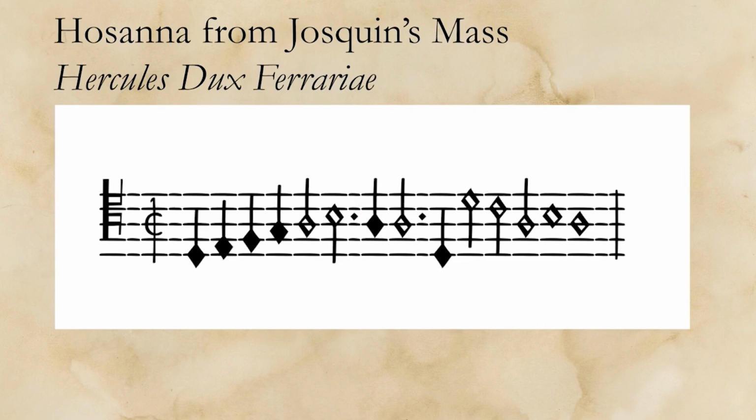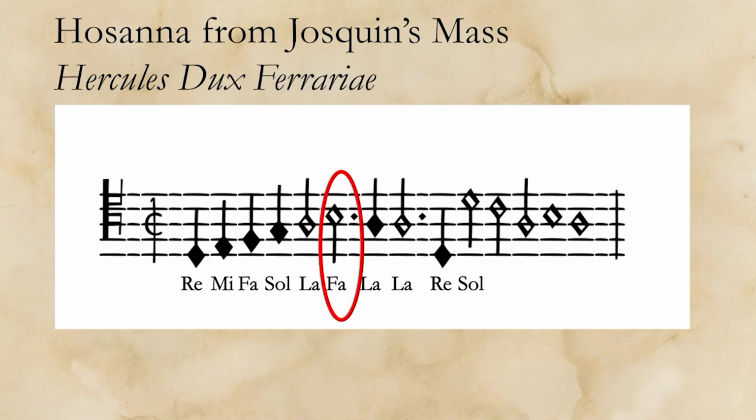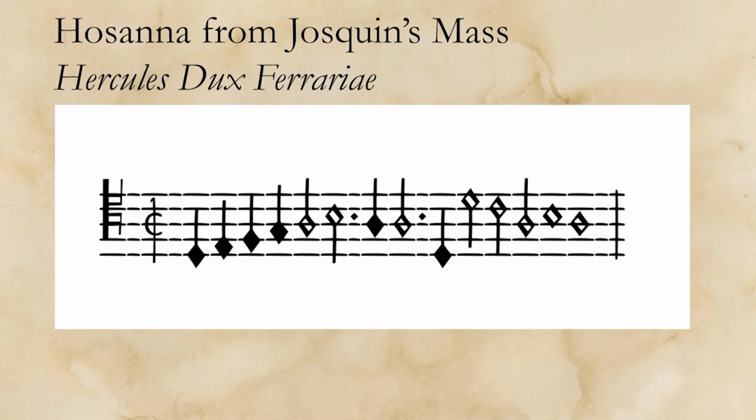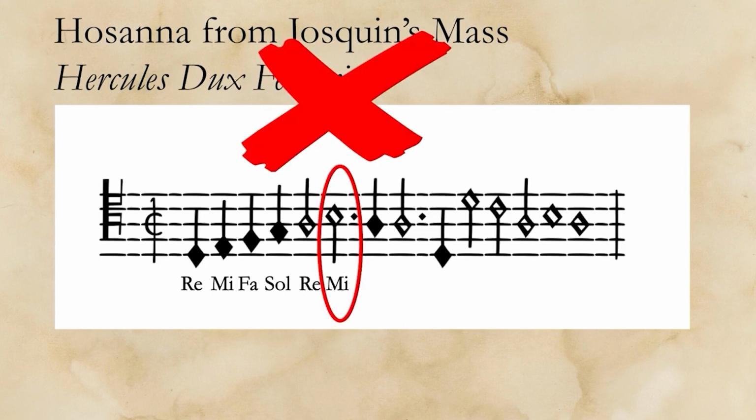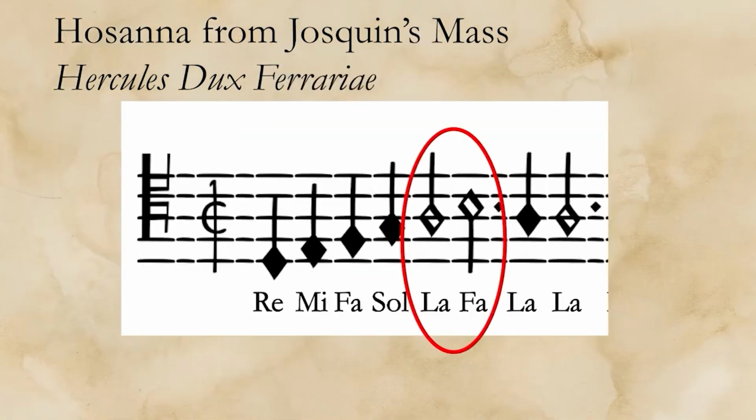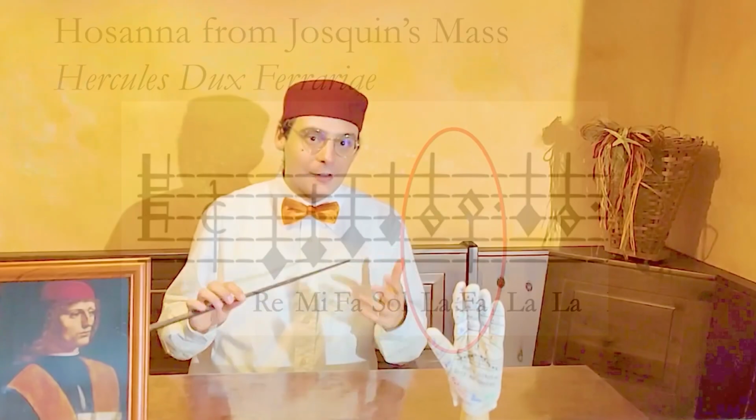Singing with solmisation. Re, mi, fa, sol, la, fa, la, la, re, sol, fa, la, fa, la. We absolutely must not sing re, mi, fa, sol, re, mi, re, sol, fa, re, mi, re. In conclusion, when we go up of only one step above La, this step is Fa. As you can see, it is not necessary that the flat is explicitly written down. It can be implied, especially in oldest music sources.